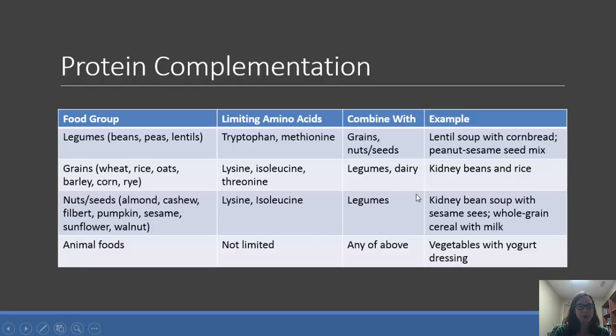So if we have legumes, we see that they're limited in tryptophan and methionine, but if we combine them with grains that are limited in lysine, isoleucine, and threonine, but not in tryptophan or methionine, then we get this complementary food in which we're getting all of our essential amino acids. So here's our animal foods that contain all of our essential amino acids, and here we can see that we would want to pair legumes with grains or with nuts or seeds in order to have a complementary food.